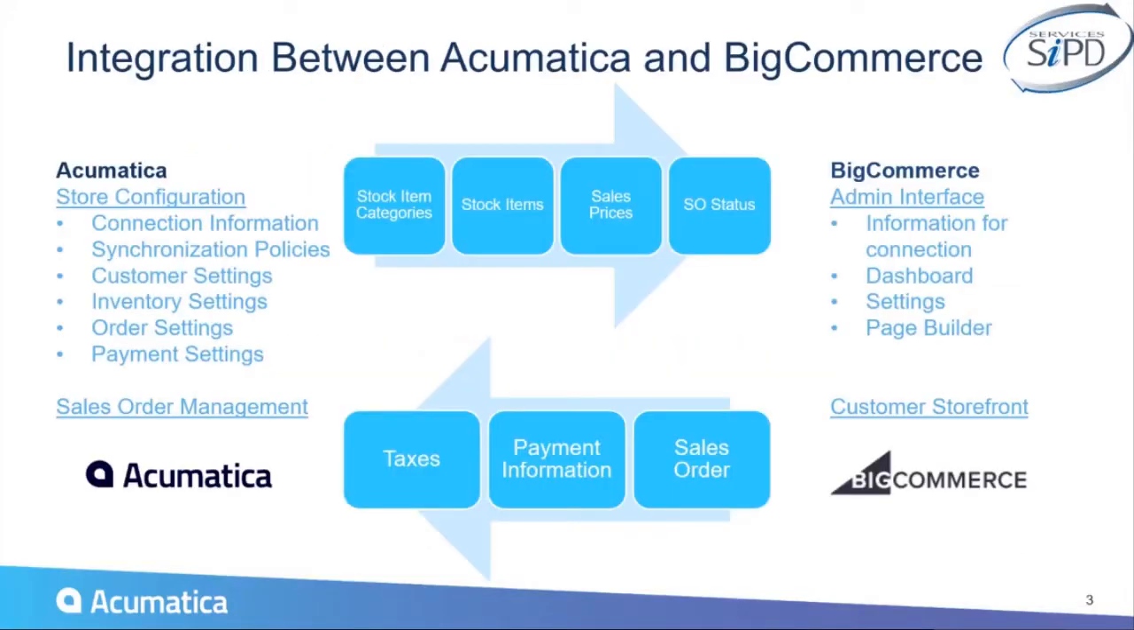So just to recap, we have the Acumatica ERP cloud system here on the left side. We have BigCommerce, and we'll be able to synchronize stock item categories and stock items. So when you create an item in Acumatica, it will be transferred over to BigCommerce, and then the sales orders and the payments can go from BigCommerce to Acumatica. So you have in Acumatica a single source of truth, while enabling the e-commerce platform that BigCommerce offers.